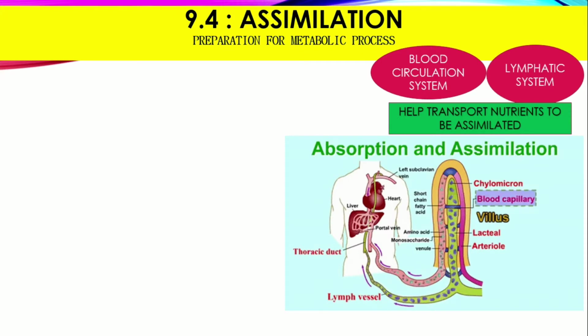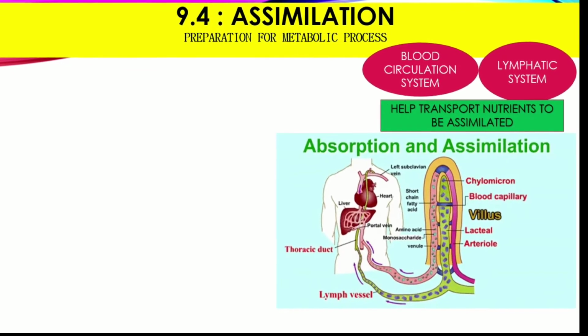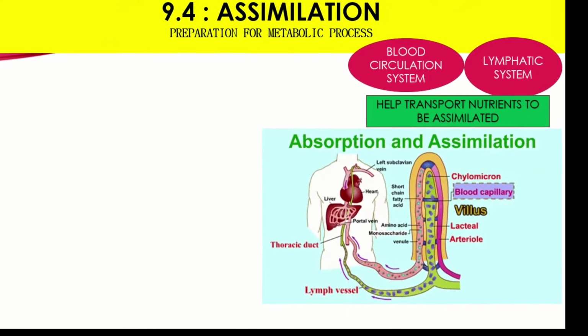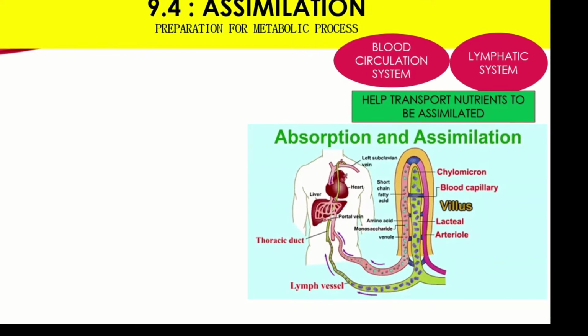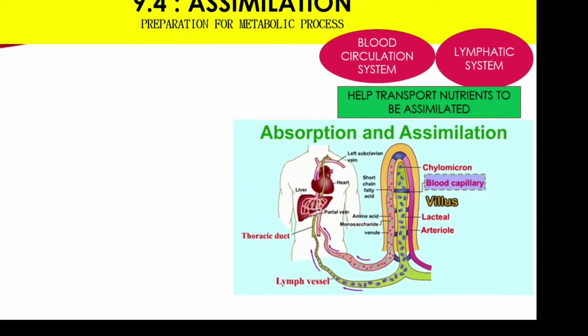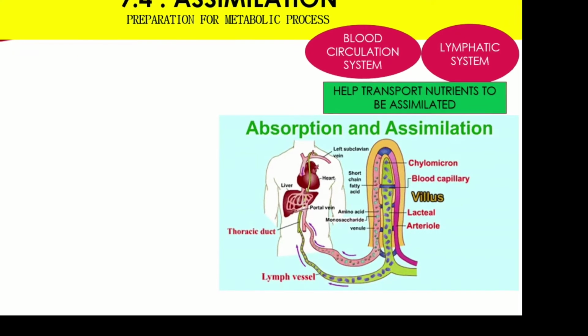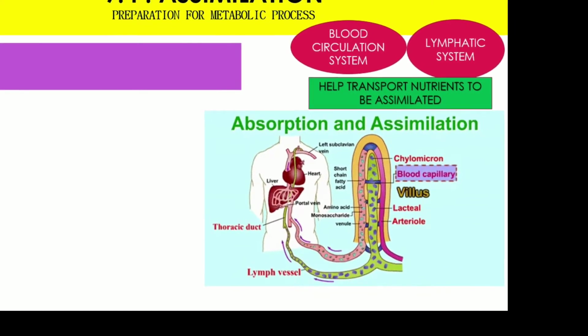So today we are going to continue the subtopic 9.4 entitled Assimilation. This is the continuation from the previous subtopic, where we discussed what happens to the digested food. We can simplify that assimilation is a process of distribution of digested food to the users of the cell. There are two systems in the human circulatory system, the blood circulation system and the lymphatic system. Both systems help to transport the nutrients to be assimilated. So now let me discuss in more detail.